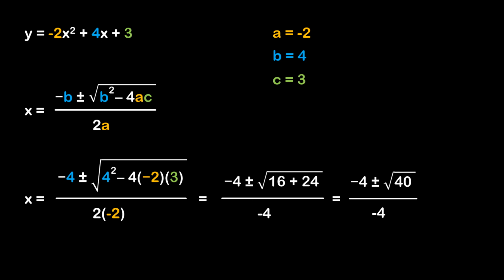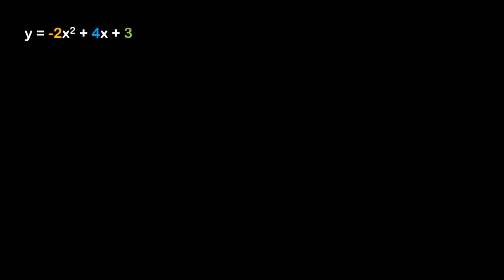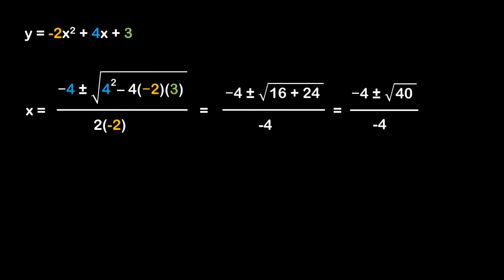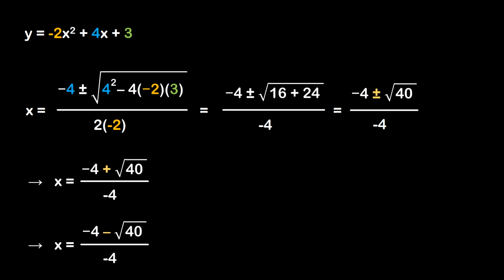I'm going to rewrite that last line again over here. The next question you might have is, what does that plus minus symbol mean? Well, it basically means that we have to both add and subtract. So our values for x from this equation are negative 4 plus the square root of 40 divided by negative 4, and negative 4 minus the square root of 40 divided by negative 4. We do both the plus and the minus, and as a result we have two different values of x, because you would normally expect to have two different roots.